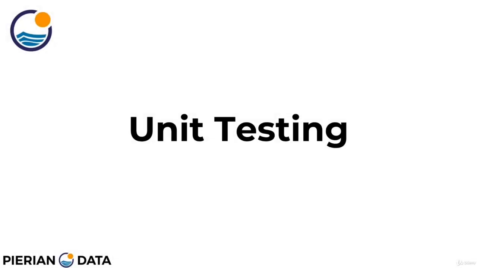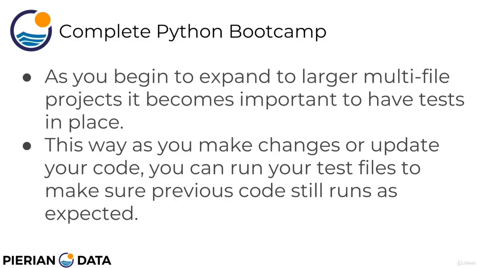Welcome back, everyone. Now that we understand how to handle errors and exceptions in Python with the try, except, and finally blocks of code, let's move on to discussing unit testing. As you begin to expand to larger multi-file projects, or you begin to work with a team that's bigger than just yourself, it becomes really important to have tests in place. This way, as you or your teammates make changes or update your code, you can run your test files to make sure previous code still runs as expected.